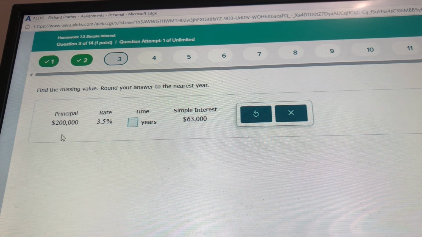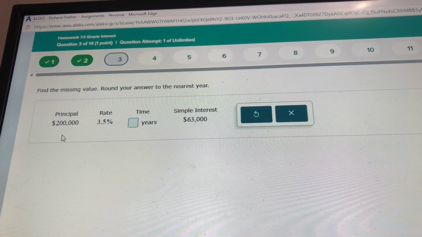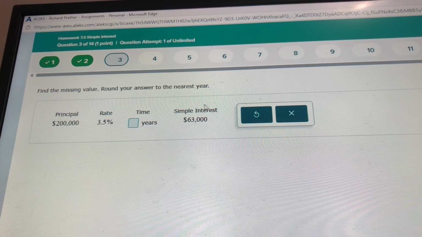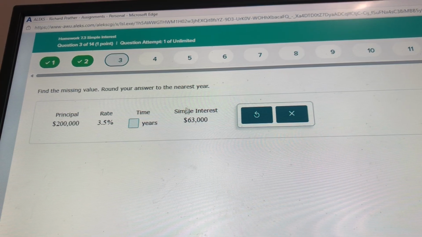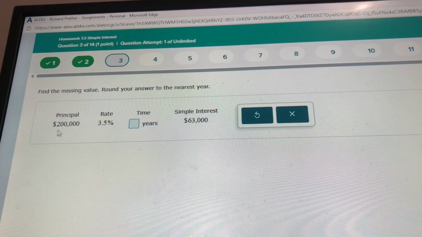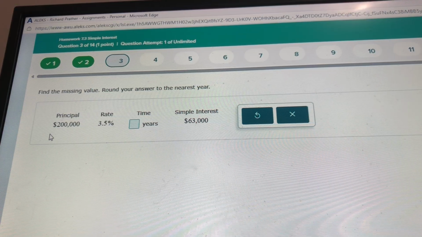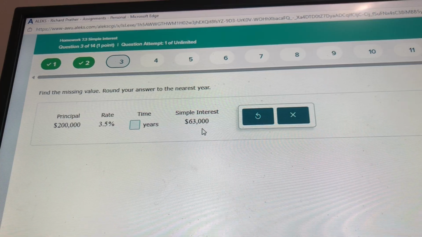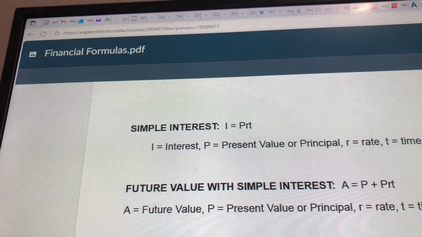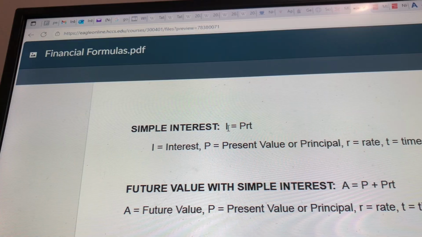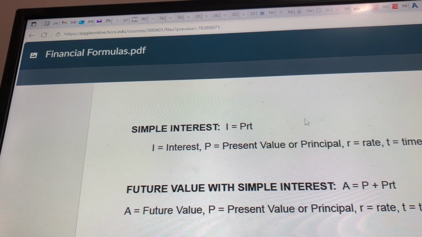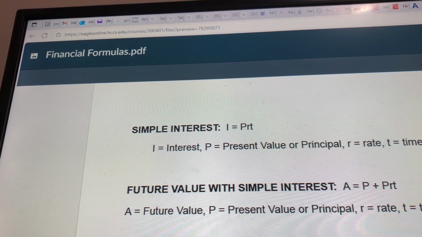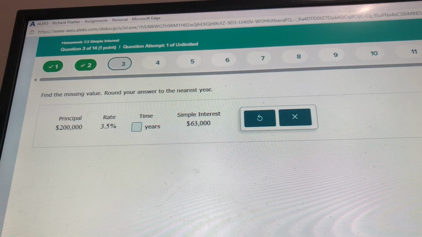Okay, now we're going to do a little bit of algebra here. What if we know the simple interest is $63,000 on a $200,000 loan or investment, and the rate's 3.5%? How many years would it take for that interest to happen? So basically you're plugging in the I, the P, and the R, and you're solving for T. Yes, T is the one we don't know.